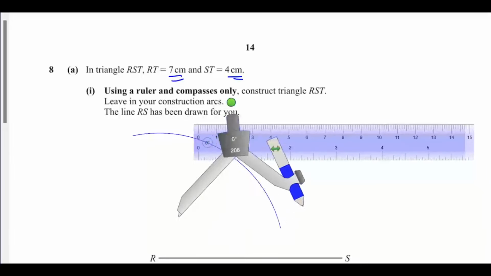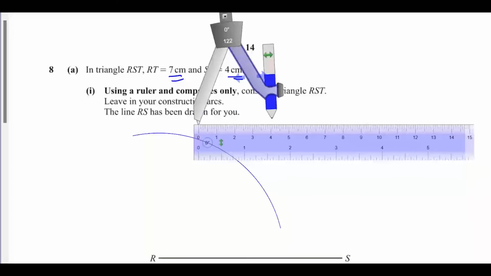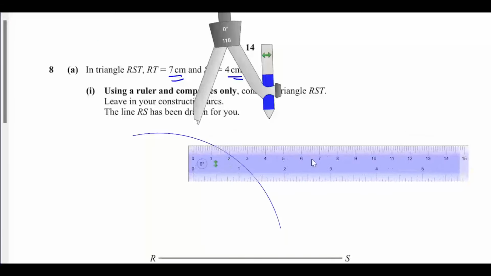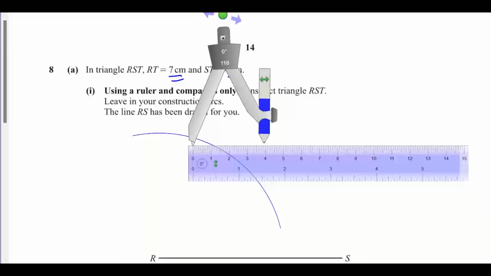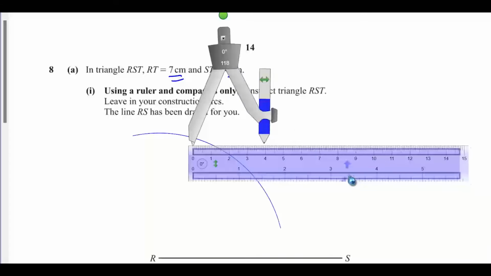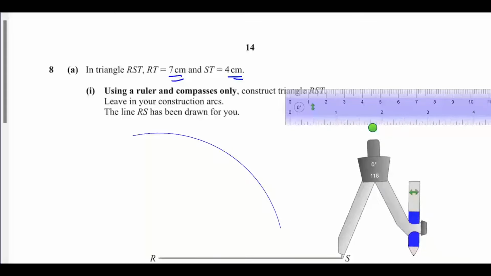using a pair of compasses again. So center at 0. Adjust very well, good. Then let's reduce this to 4 centimeters. So let's drag this down a little bit. Okay, at 0. Then we should extend this a little bit. Okay, perfect. So this will be 4 centimeters. So the center at point S like this.